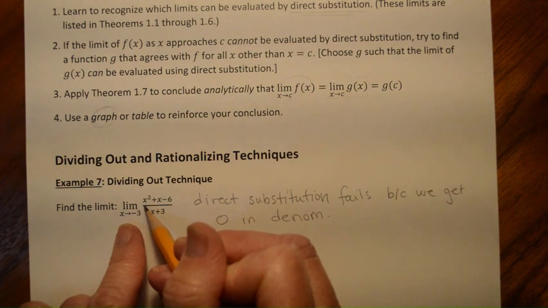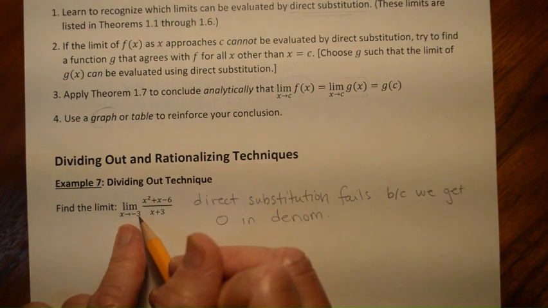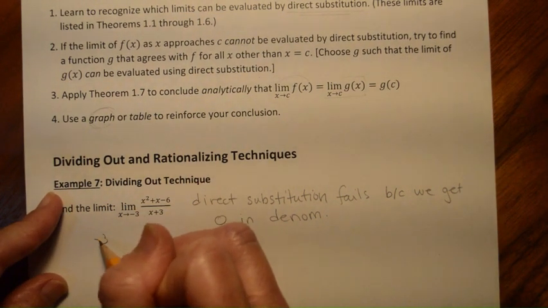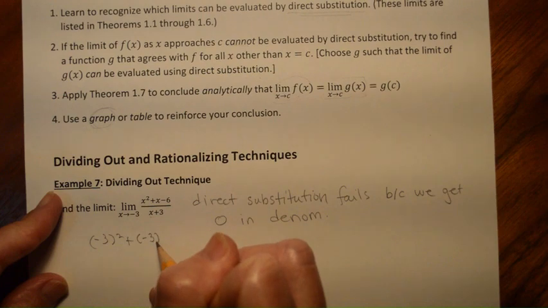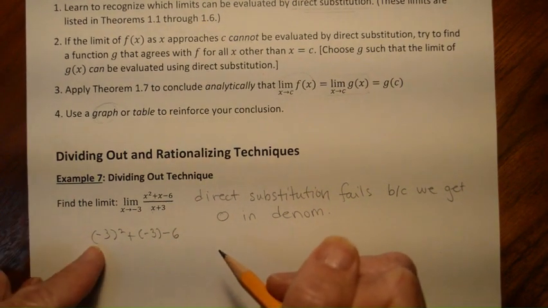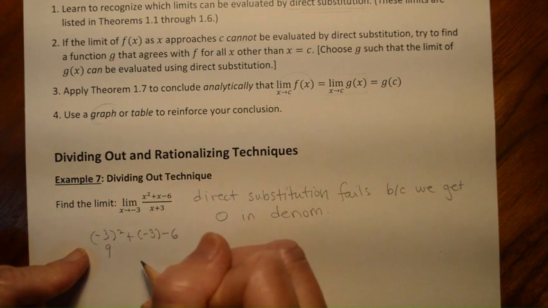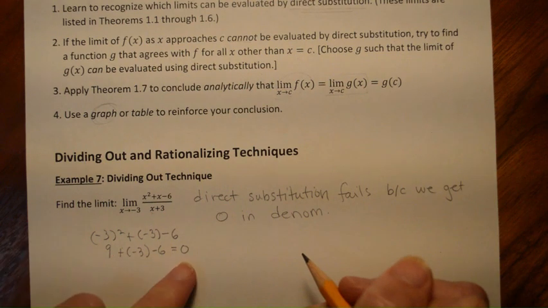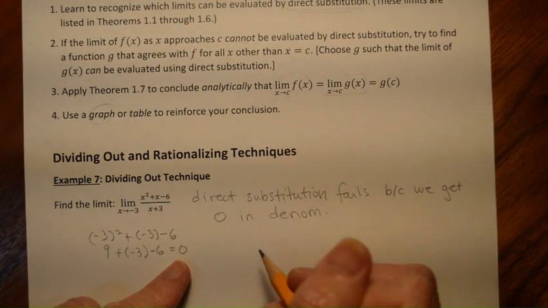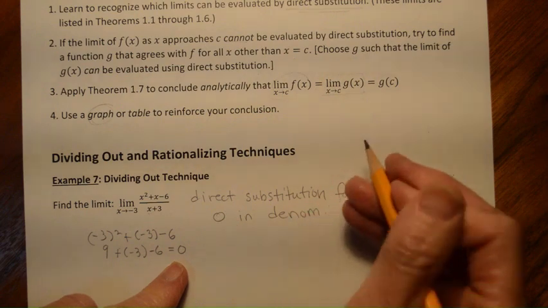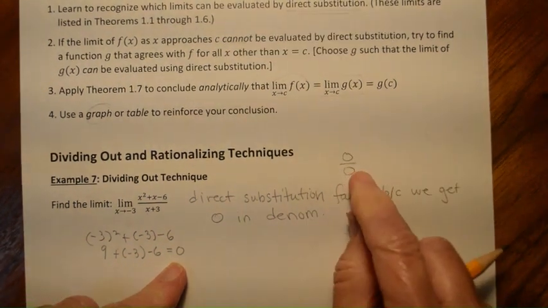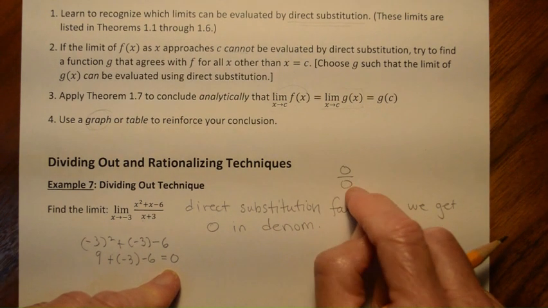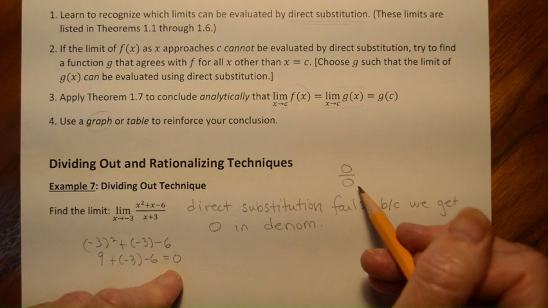In fact, I want to do it in the numerator too, just because I want you to see what happens, because we're going to talk about this specific instance in just a second. If I plug in -3 up top, I get -3 squared plus -3 minus 6. -3 squared is 9, plus -3, and then minus 6. We also get 0 in the numerator. So by direct substitution, we end up with 0 over 0. In just a second, we're going to talk about what that means. That actually is a very hopeful thing, that we can find that function g.